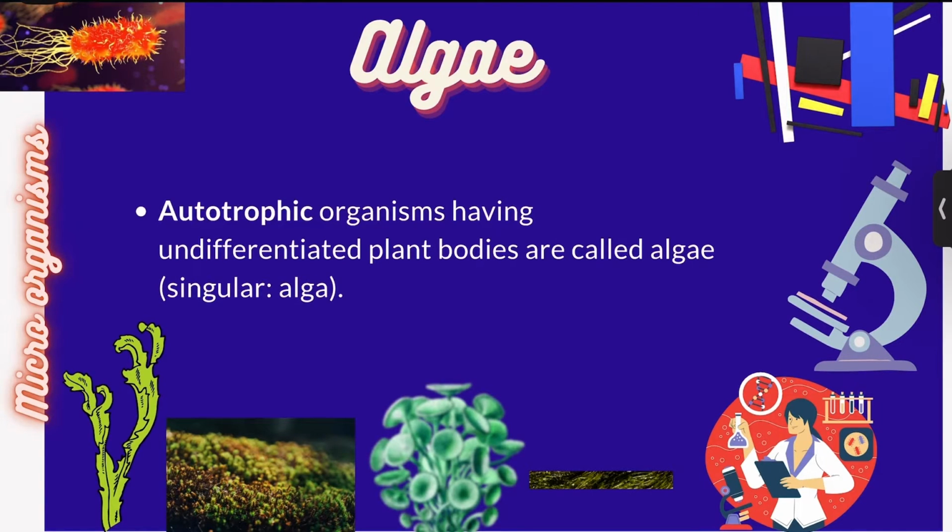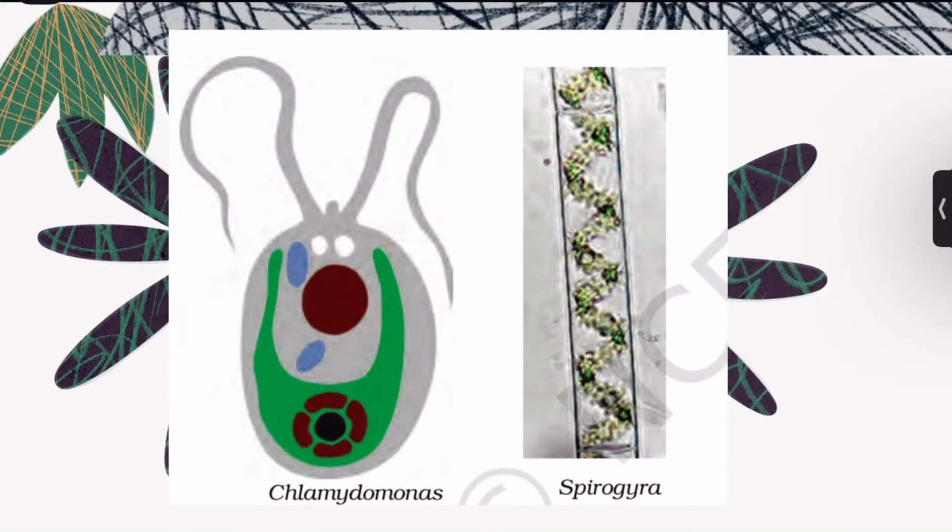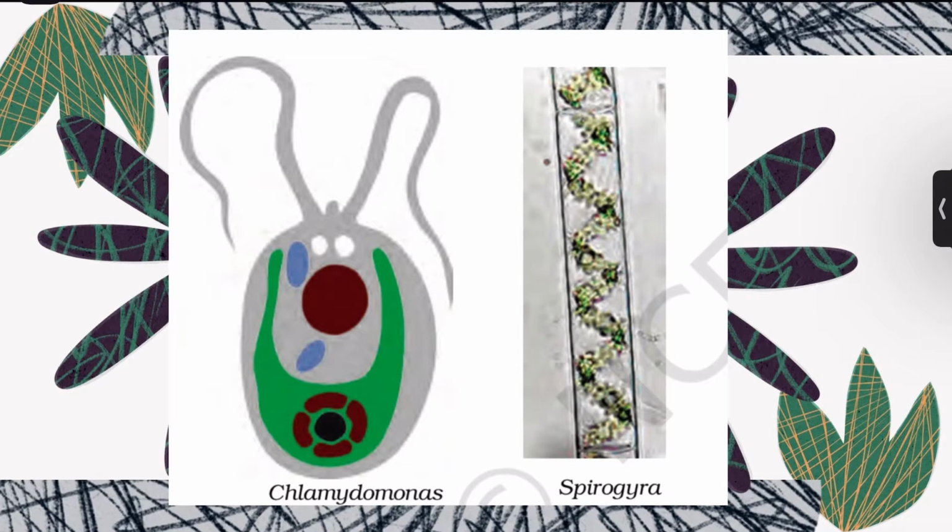Autotrophic organisms having undifferentiated plant bodies are called algae. Singular is alga. So these two are the examples of algae: Chlamydomonas and Spirogyra.